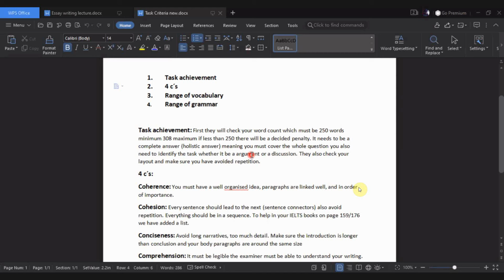Okay, next up is your cohesion. So under your cohesion, this time, they're going to check and see how every sentence should lead to the next. Okay, how? With the usage of your sentence connectors and also your cohesive devices.